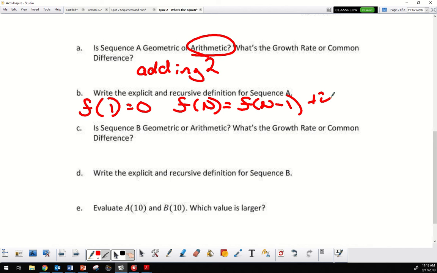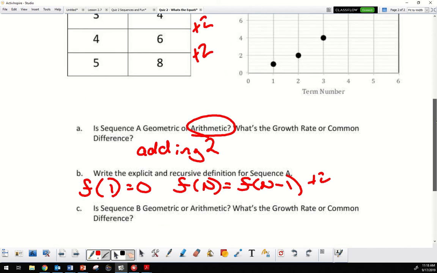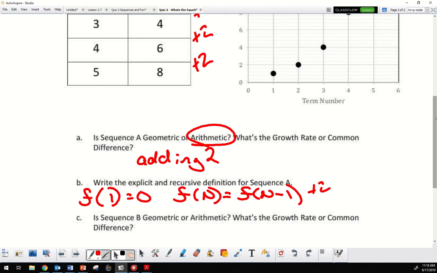So that's going to be my recursive. Now let's do an explicit. What does f of n mean? This is the f of n, the function in terms of n. So n is the number of steps or the number of terms.